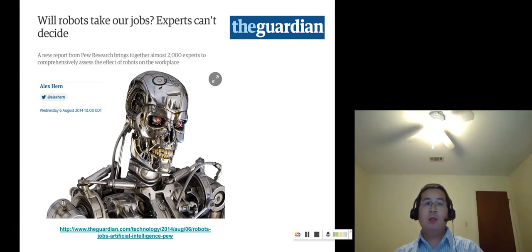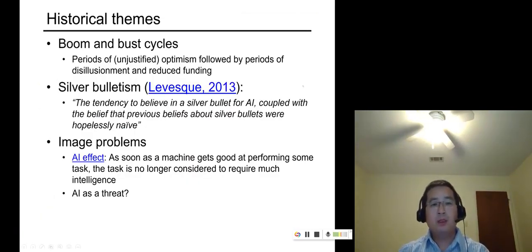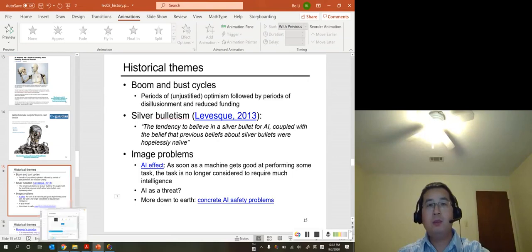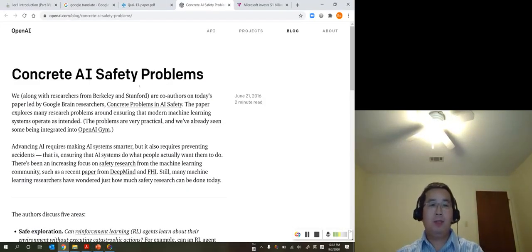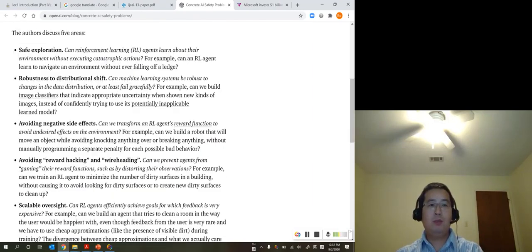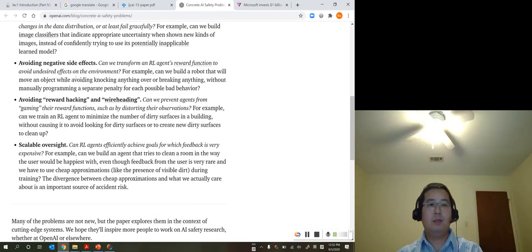Okay, so the next one is: is AI a threat? The next one is more down to earth: concrete AI safety problems. We mentioned these problems here: safe exploration, robustness to distribution shift, avoiding negative side effects, avoiding reward hacking, and so on. Just take a look at this one.